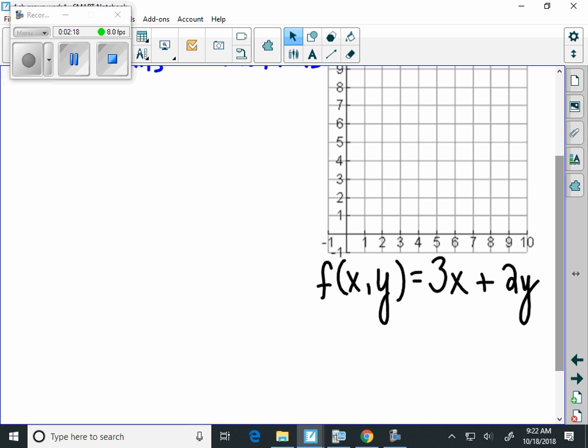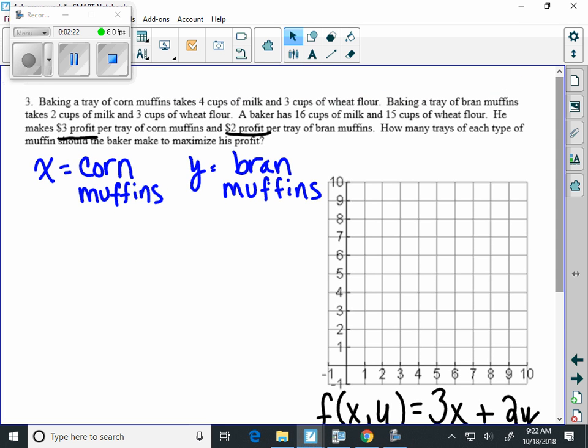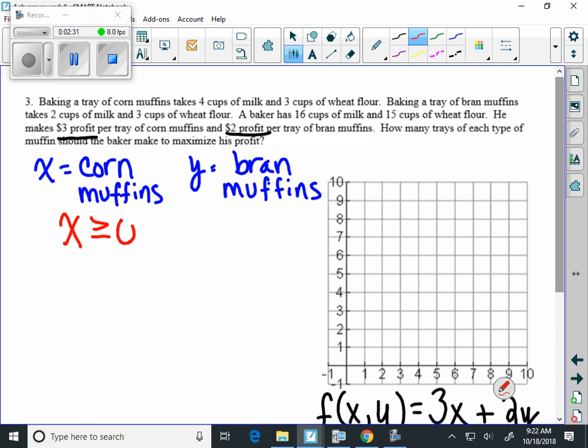And thirdly, now we need to come up with our inequalities. Just as a reminder, where you conceivably can start is that x is greater than or equal to 0 and y is greater than or equal to 0. We need to assume that we're going to make some corn muffins, and we need to assume that we're going to make some bran muffins in order for us to make a profit at all.